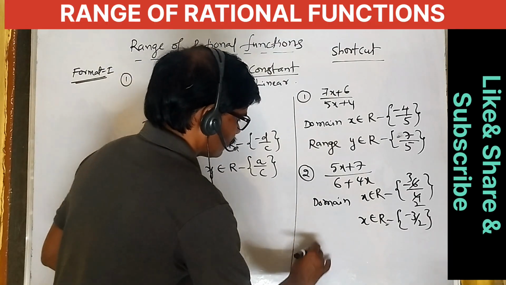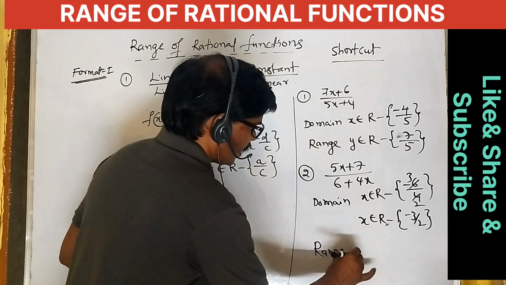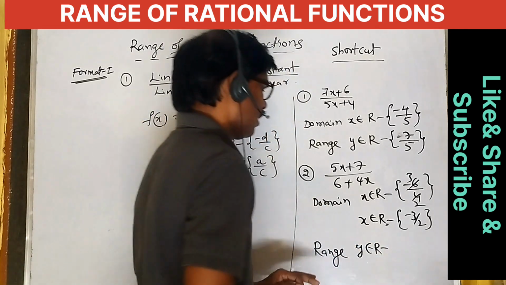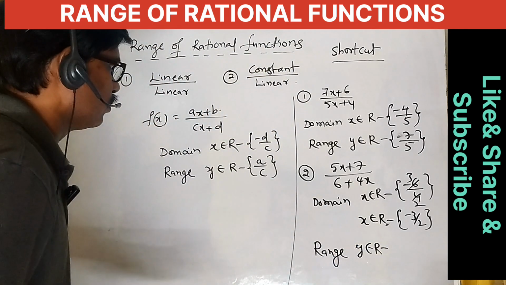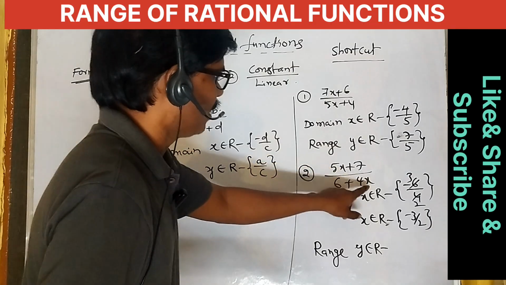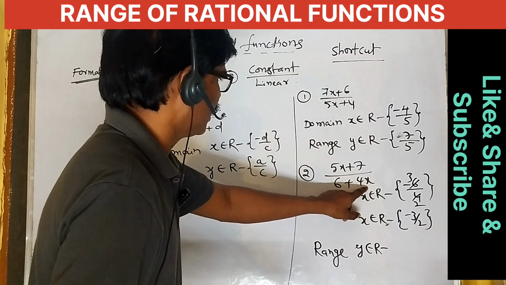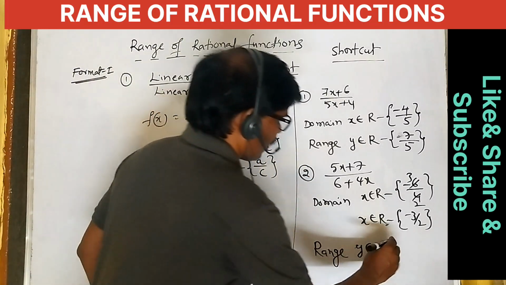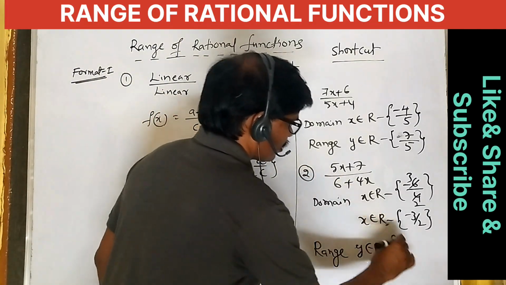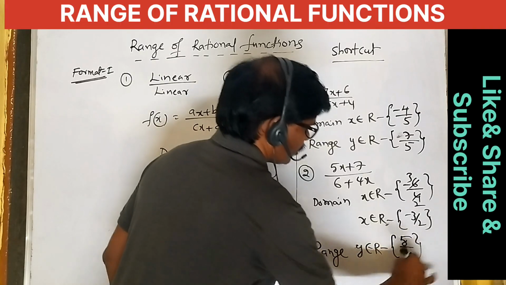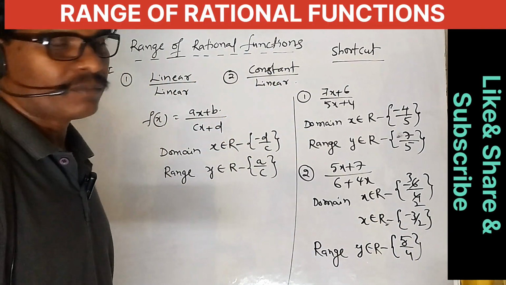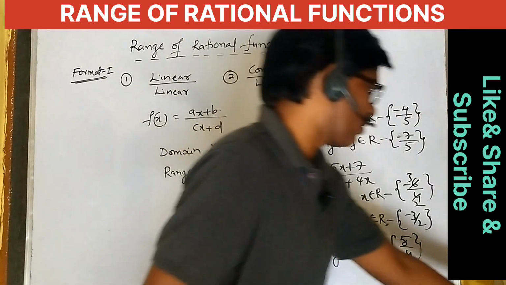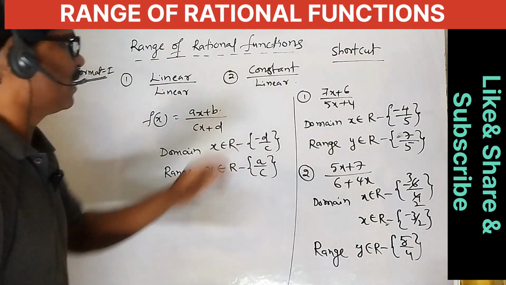Next, what is the range? Range is y belongs to R minus {a/c}. Here a is the coefficient of ax and c is the coefficient of cx in the denominator. A by c is 5 by 4. This is the range of the function. That is the domain and the range. Understand?